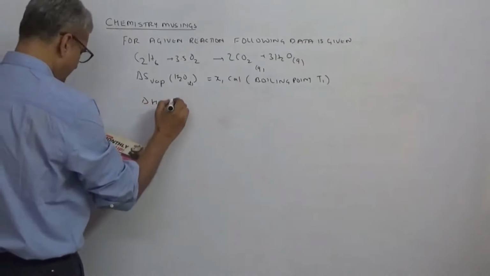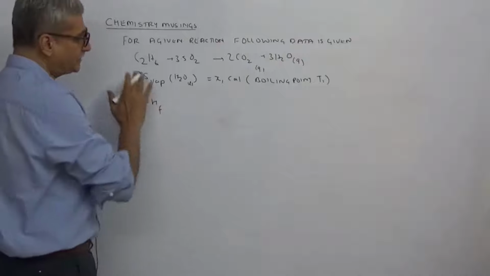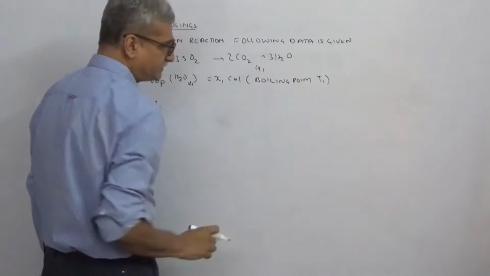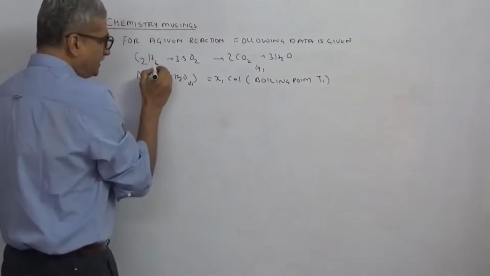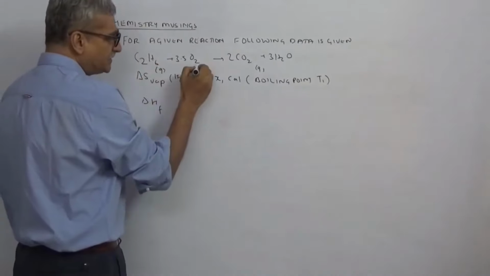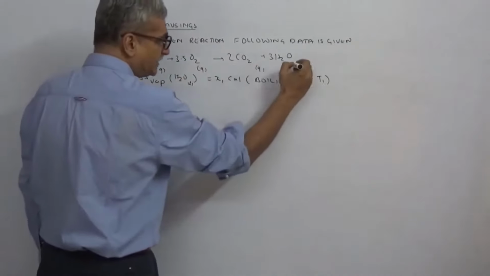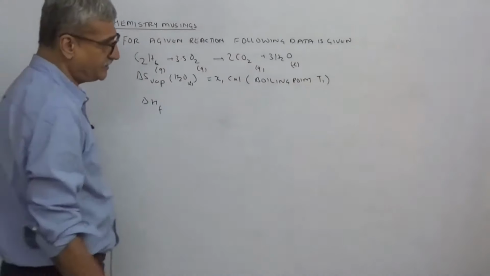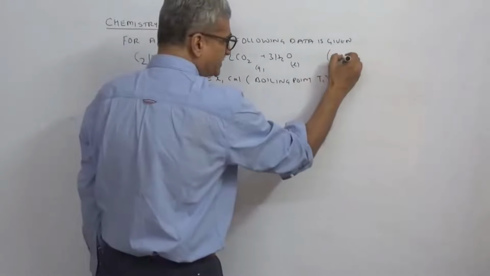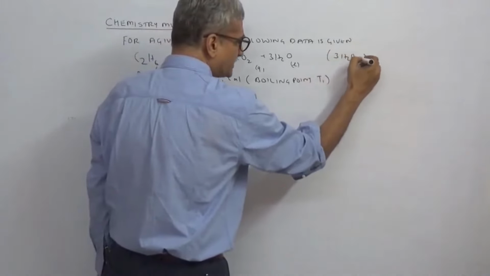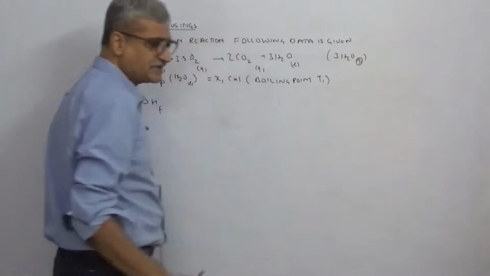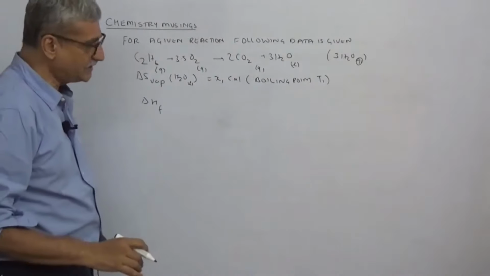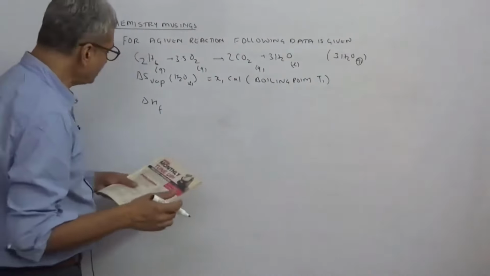Delta H formation. See, normally in any hydrocarbon reaction, it is clear that ethane is a gas, oxygen is a gas, carbon dioxide is a gas, and water is a liquid. But in our given equation, this is given as 3 H2O gas, remember that. So this is a slight change. This is how the question becomes a little difficult. It is clear. So now what else have they given?